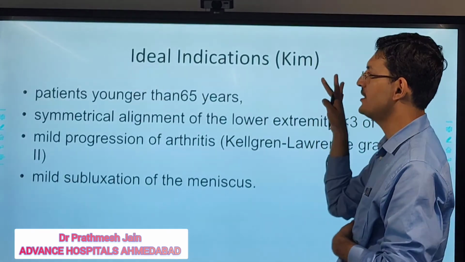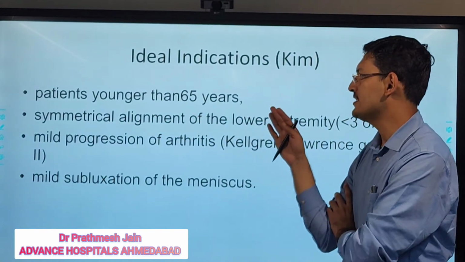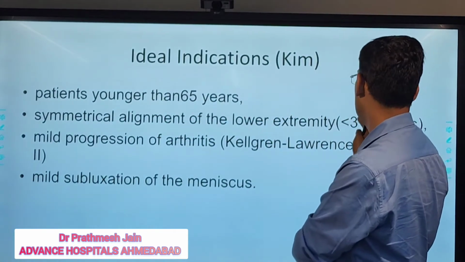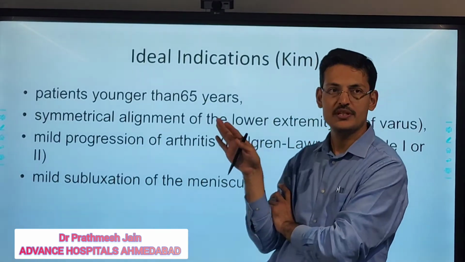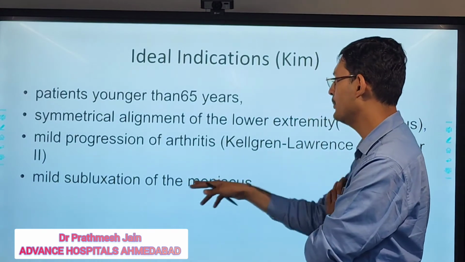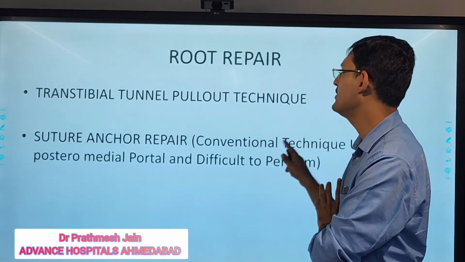Now ideal indication as per Kim is a patient who is younger than 65 years of age. There is a symmetrical alignment of lower extremity, less than 3 degrees of varus. Mild progression of arthritis. Arthritis should not be severe if you want to address it with an arthroscopy. There should be a mild subluxation of meniscus. It should not be a severe subluxation.